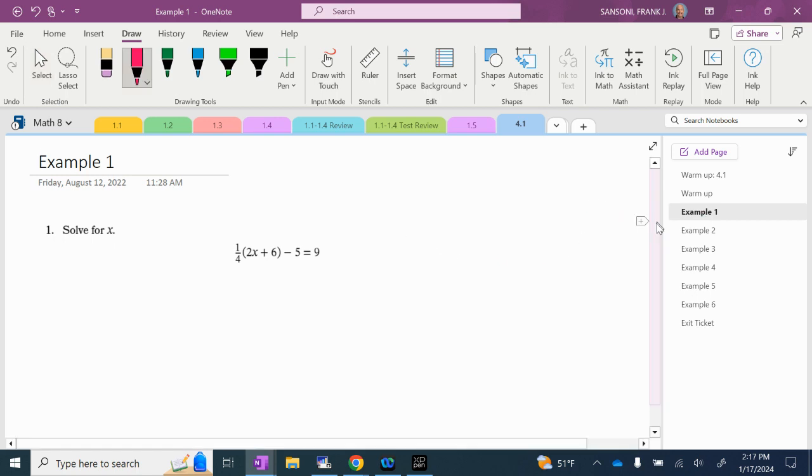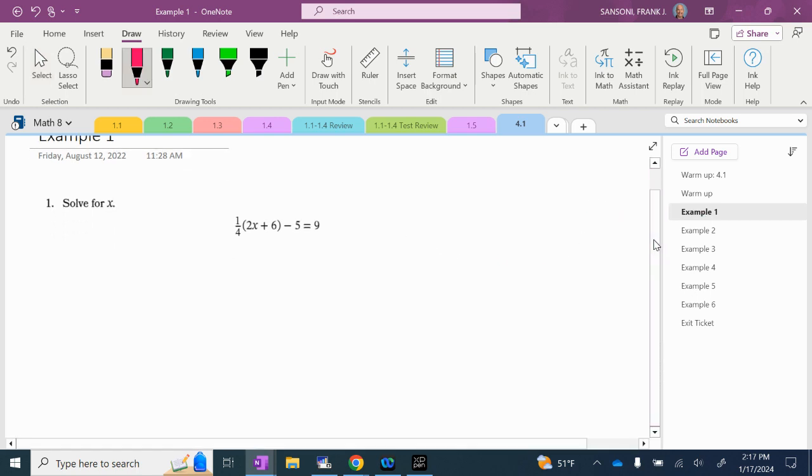So for number one, I got a lot of things that are keeping x from being by itself. Inside the parentheses, I've got multiplying x by 2 and adding 6. Outside the parentheses in front of it, which means I'm multiplying everything in the parentheses by 1/4. And then even behind the parentheses, I have -5. So I got to get rid of a bunch of stuff in order to solve for x.